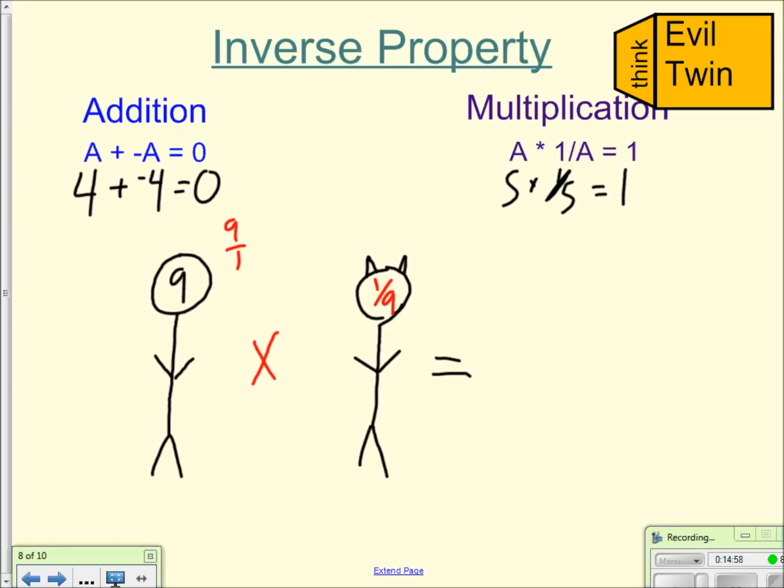In multiplication, the inverse is always equal to 1. We always get 1 for our answer in multiplication. We always get 0 for the inverse in addition. So it's the inverse property of the evil twin. They're the opposite of each other. They're the exact opposite of each other.